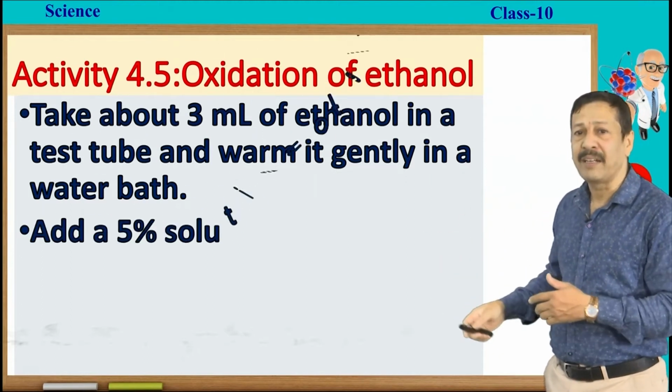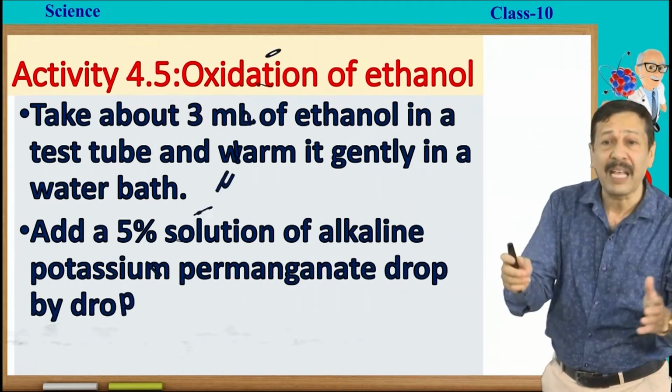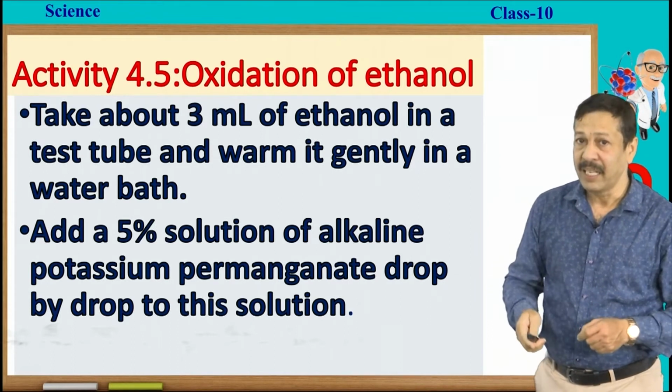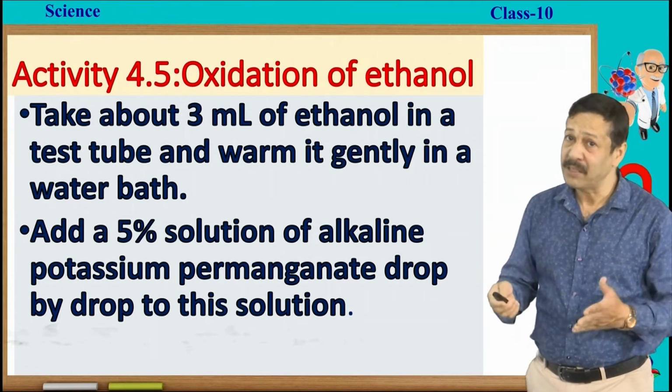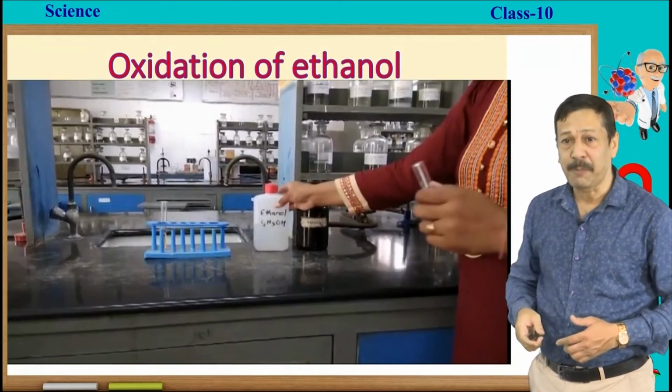The next step, you have to add 5% solution of alkaline potassium permanganate drop by drop. This is very important. If you add it suddenly, what happens? I will show the experiment. Now let us see the experiment.